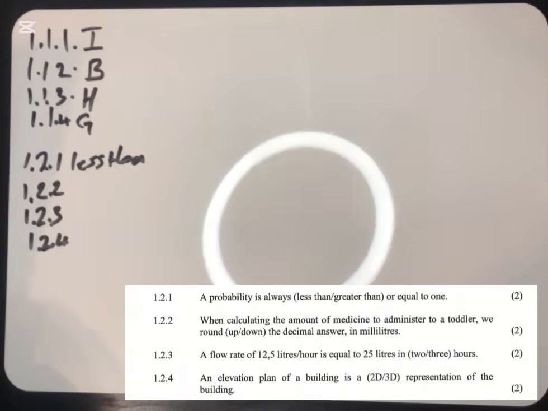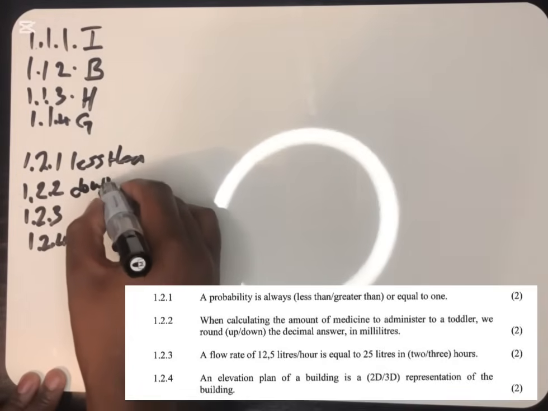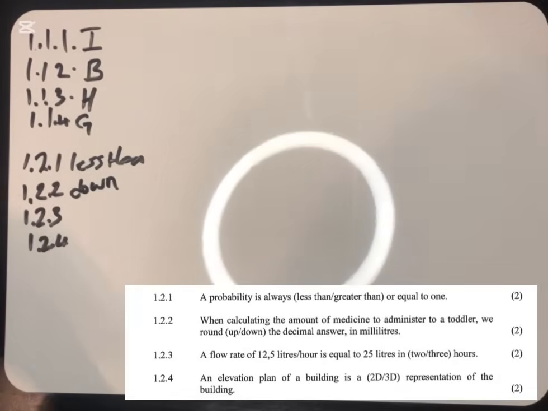When calculating the amount of medicine to administer to a toddler, we round down. We must always round down decimal answers in milliliters. So the answer here is down. You must always round down, because if you round up, you're going to overdose the toddler.